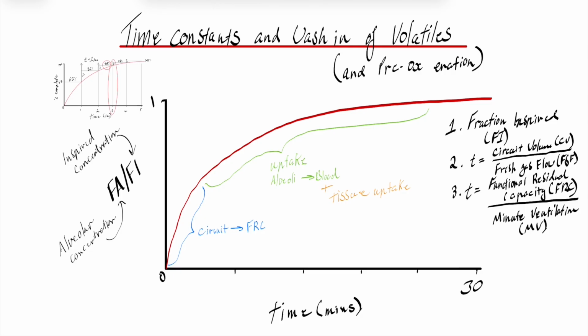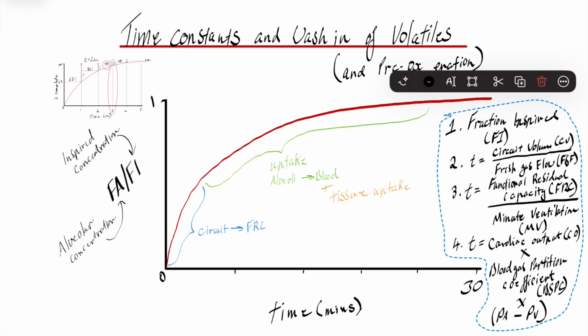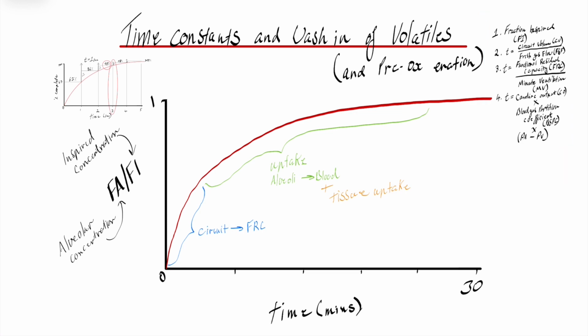The fourth step is your uptake from your alveoli to blood, and this is cardiac output times your blood gas partition coefficient of the volatile or the gas you're using, times the partial pressure gradient, which is your partial pressure in the alveoli minus your partial pressure in the venous blood that is returning through the lungs to be oxygenated.